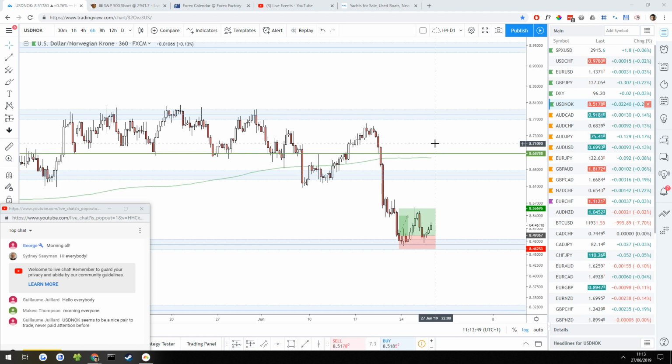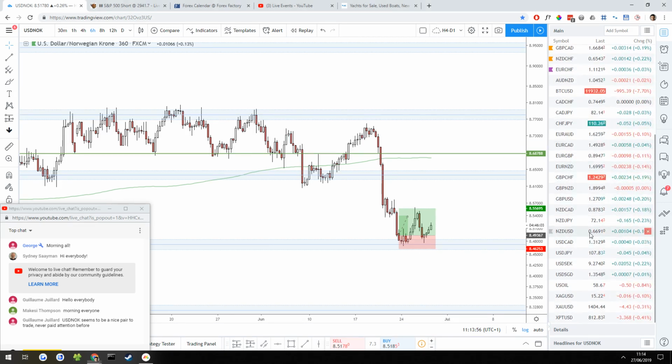You might look at this and think it's a weird pair, but let's be honest. New Zealand USD, even though it's classed as a major, why is New Zealand USD a major? The New Zealand economy is not that strong compared to the Norwegian economy. Look, I'm not an expert on economics, and I might be about to say something stupid here, but I'd bet £1,000 that the Norwegian economy is stronger than the New Zealand economy.